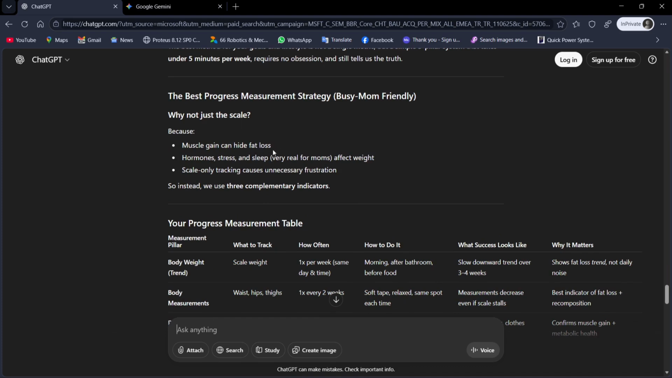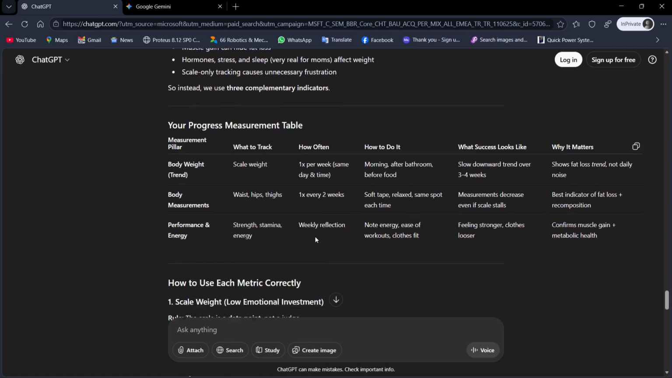Now, Gemini did mention this fact, which is true: hormones, stress and sleep, very real for moms, affect weight. Gemini didn't mention this fact: scale-only tracking causes unnecessary frustration. Gemini mentioned that fact. But let's see what was the recommendation for progress measurement.